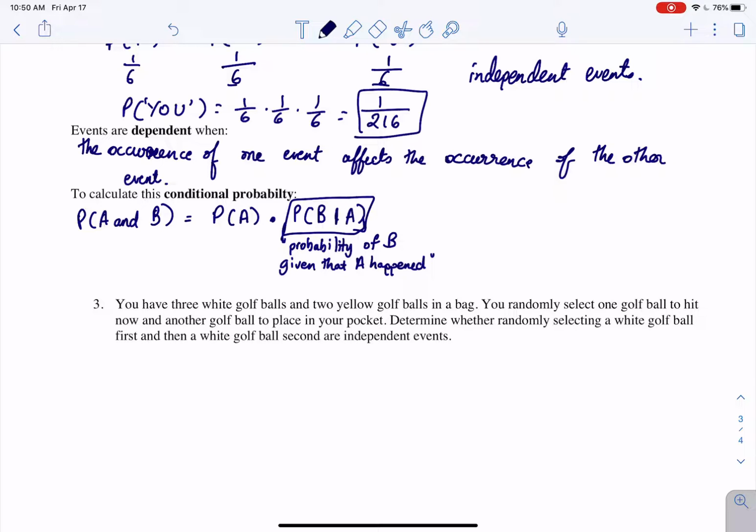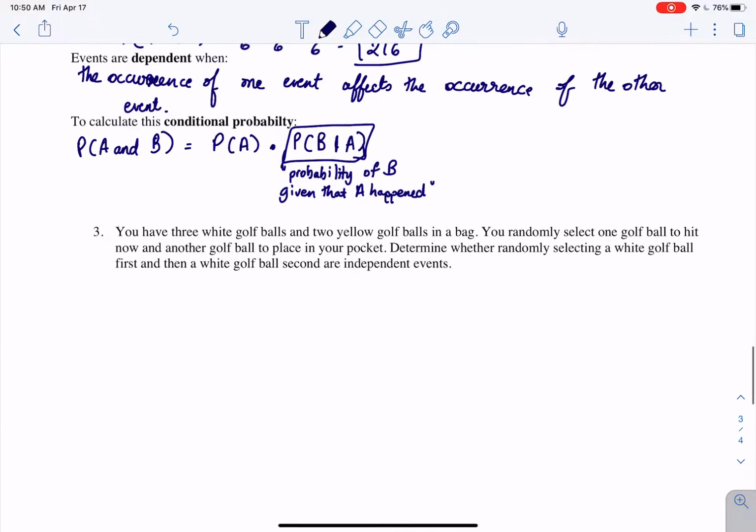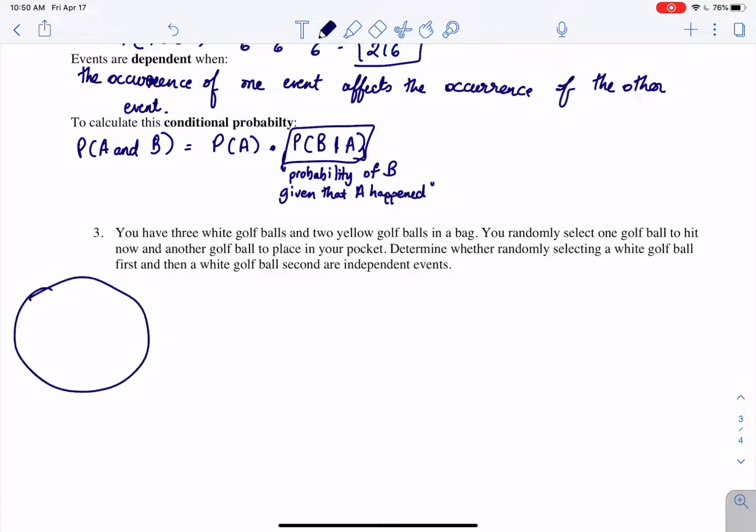For this example, I would highly recommend you actually try this out physically at home. If you have 5 balls that you can differentiate somehow, or if you just take a sheet of paper and rip it up into 5 pieces, label them 3 pieces white and 2 pieces yellow. So let's try to do that. We have white, white, white, yellow, yellow, right? So we have 3 white pieces and 2 yellow pieces.